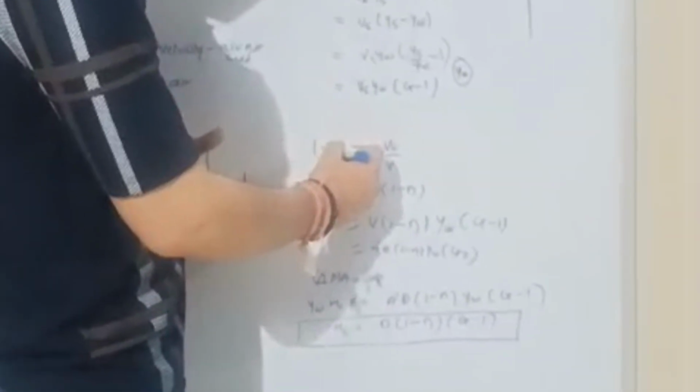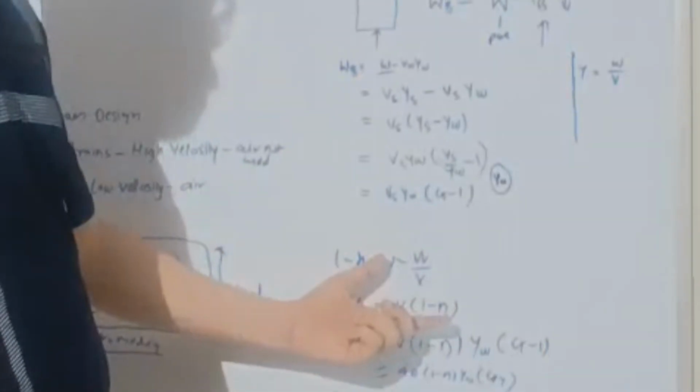So from this concept, 1 minus n, where n is the porosity, is equal to 1 minus the volume of voids upon the total volume of the soil.